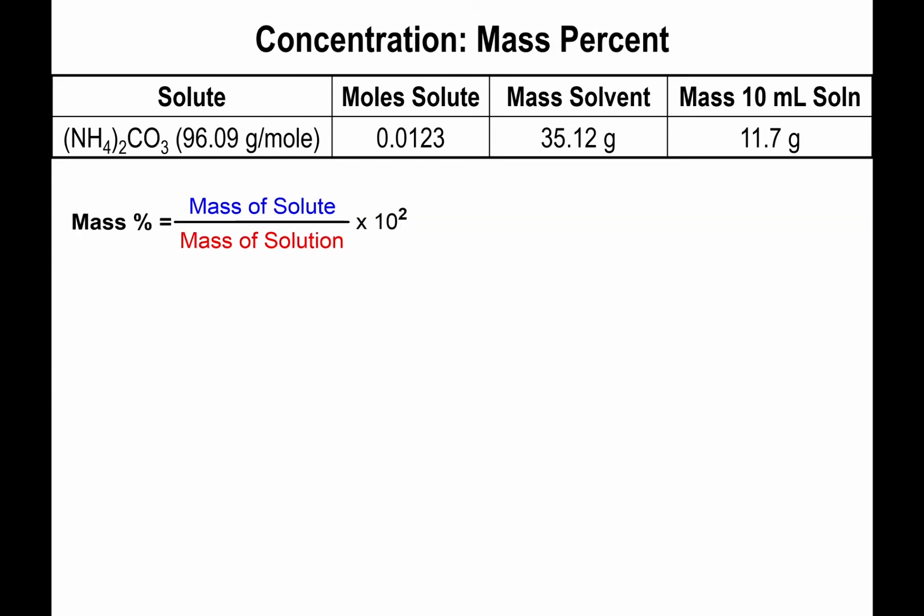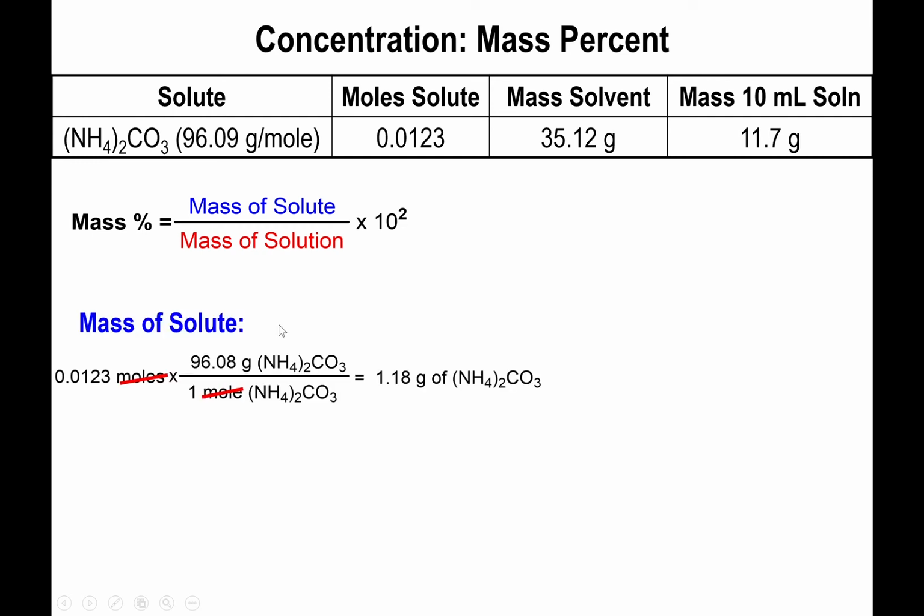Next one in the series, mass percent. We need mass of solute over mass of solution times 100%. Now the mass of the solute we don't have. Initially we just have the moles of solute, so we need to change that to grams of solute. And once we have the mass of the solute, we add it together with the mass of solvent to get the mass of the solution. Technically speaking, we've done all of these steps already when finding the molarity, so I'm just going to depict it here one more time.